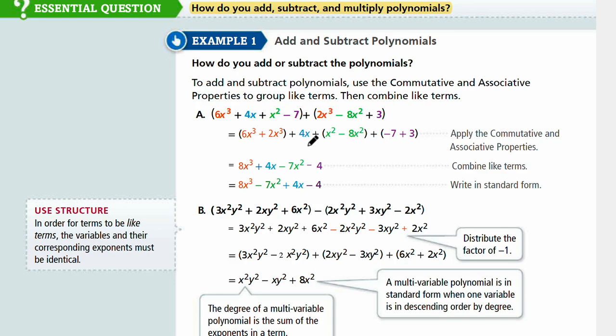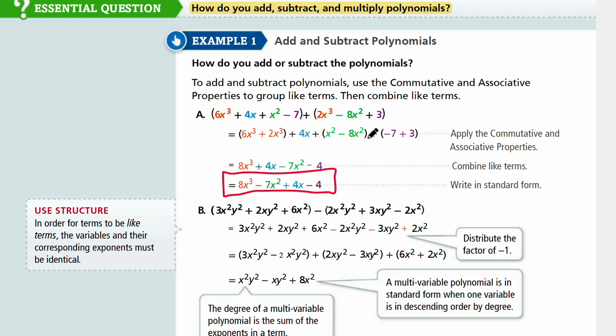And so you're going to group them using commutative and associative properties, and then add the like terms. So 6 plus 2, and then 4, and then 1 minus 8, negative 7, and then negative 7 plus 3, negative 4 would be the coefficients. And then you have to write it in standard form. That means you need to reorder the terms in descending order from the greatest power to the least power. Okay, so this would be your final answer.